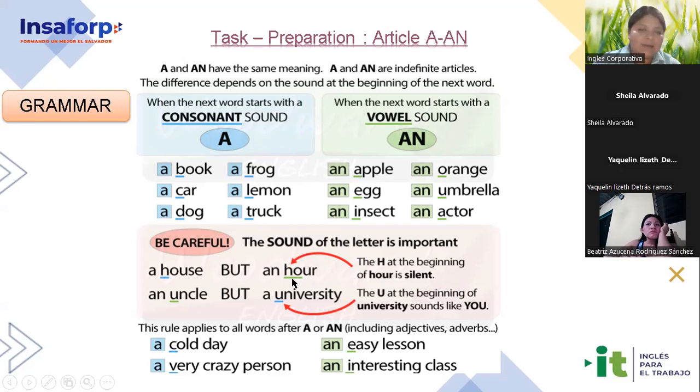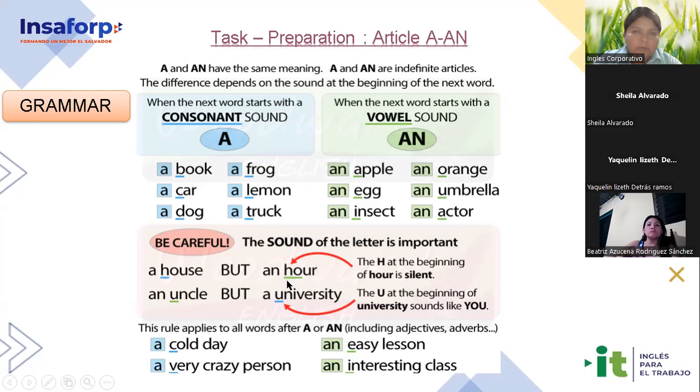Entonces, en este caso, la H es silenciosa, muda. Y nosotros tenemos ahí directamente un sonido vocal. Con ese sonido vocal, vamos a decidir si es A o es N, ¿verdad? Si es sonido vocal, we use N. Si es sonido consonante, we use A. Entonces, a house, but an hour. Ahí sale el sonido vocal. Eso serían algunas de las excepciones, ¿verdad?